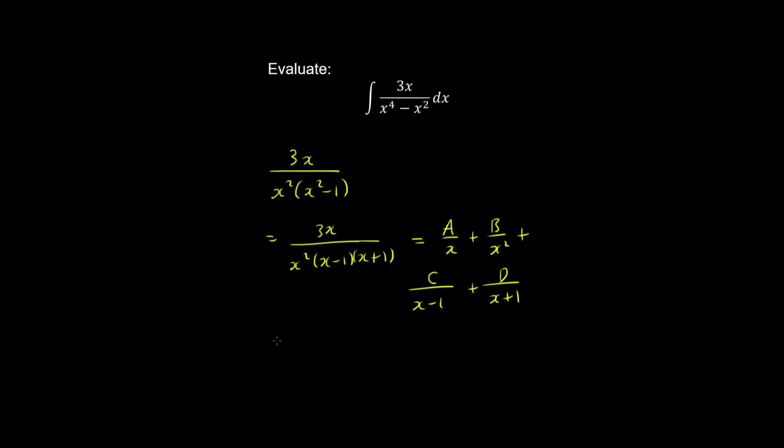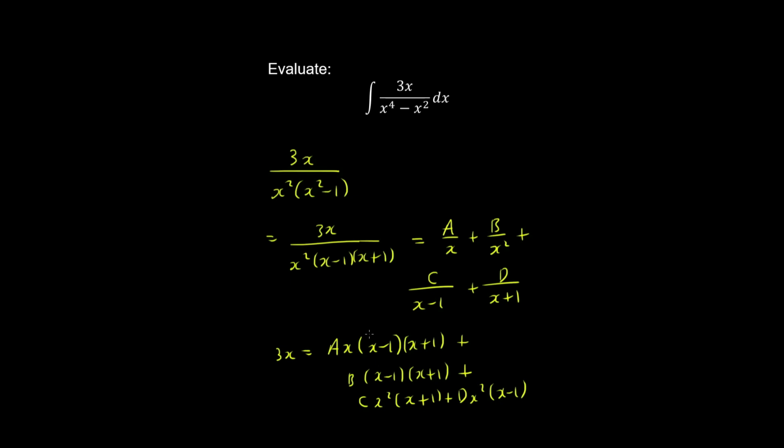And now we can multiply through by the denominator. So we get 3x is equal to ax by x minus 1 by x plus 1, and then plus b by x minus 1 by x plus 1, and then plus c by x squared by x plus 1, and then plus d by x squared by x minus 1. And now you can set x is equal to 1, x is equal to minus 1, and equate coefficients. And you'll be able to get these constants, and the integral becomes a lot easier to evaluate in this partial fraction form.